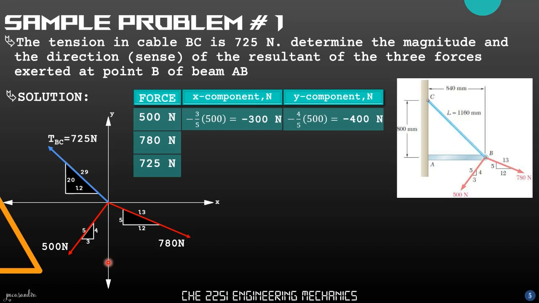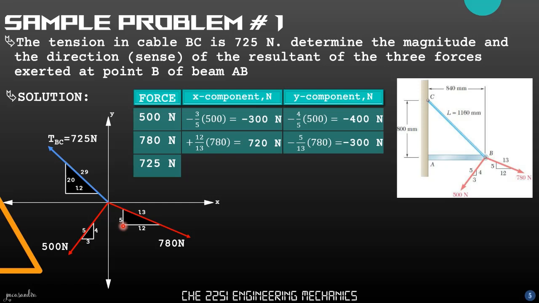For the 780 newton force, its X component is 12 over 13 times 780, and it is positive 720 newtons as our X component is directed to the right. For the Y component, it will be 5 over 13 times 780, which will give us 300 newtons. Again, its Y component is downwards, giving us a negative sign convention.